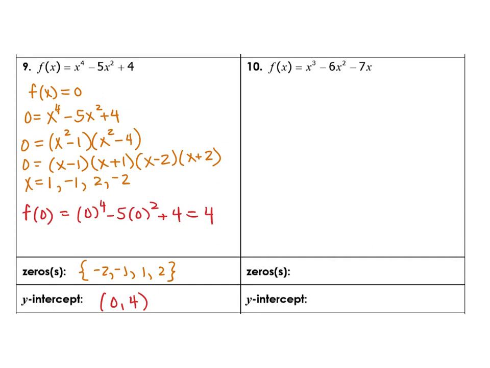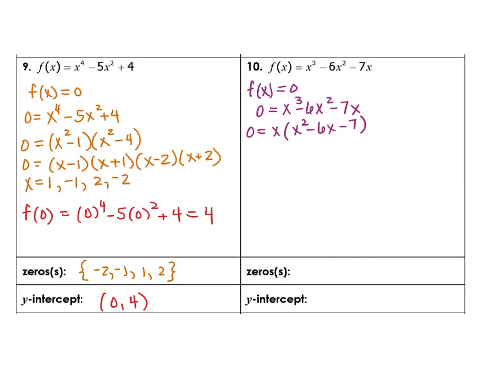All right, so number 10. This one has a GCF. Our other ones have not had a GCF, so we've not really had to worry about it. But this one's a little bit different. We do start out with saying f of x equals 0. And so we have 0 equals x cubed minus 6x squared minus 7x. And let's take care of that GCF. Each term had an x in it, so I'm going to factor that out.